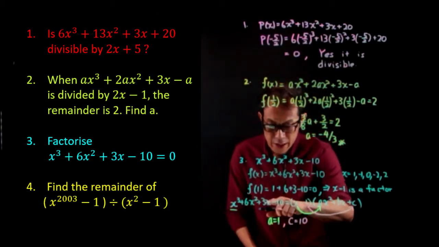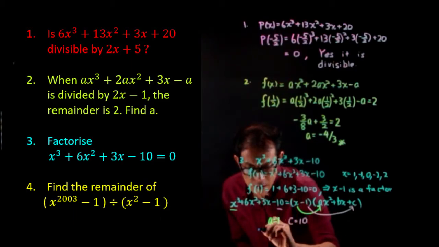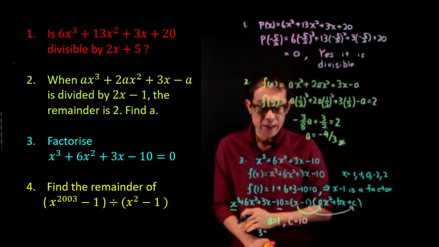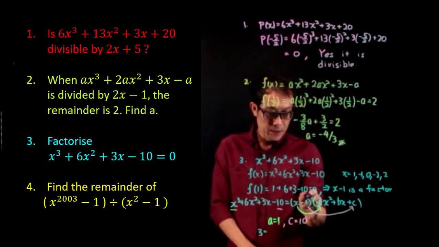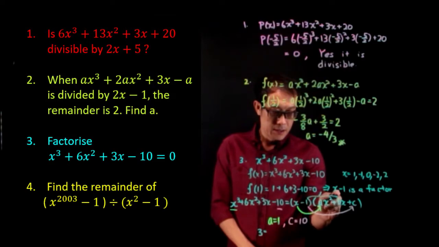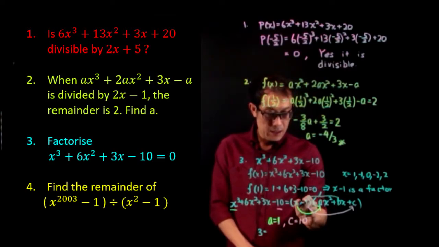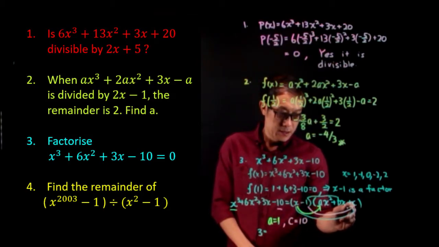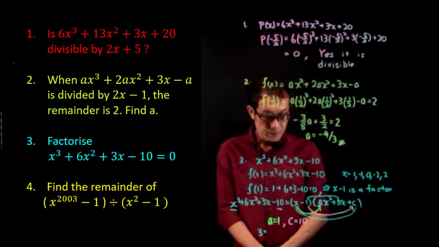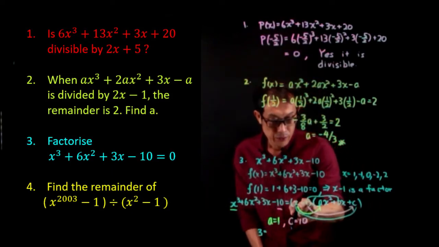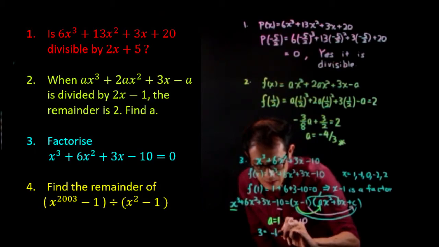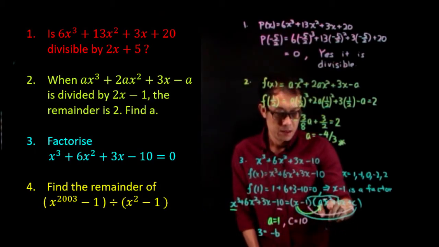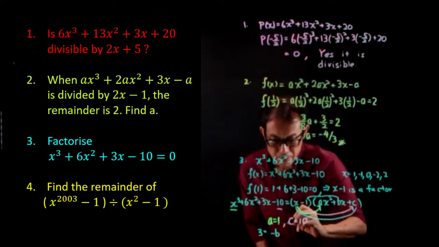Now, so you have 3. 3 will be equal to what? Now, you look at this, which one will give you an x term? This one will give you an x, and this one will give you an x. Okay? So 3 will be equal to minus b plus c.